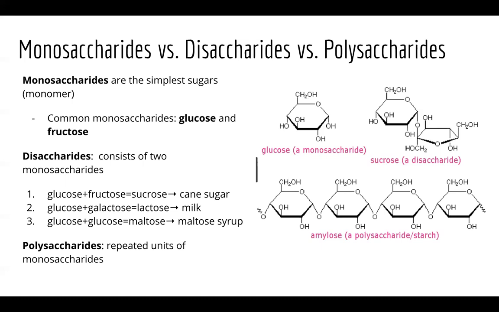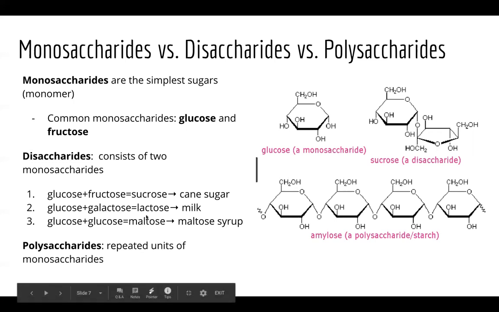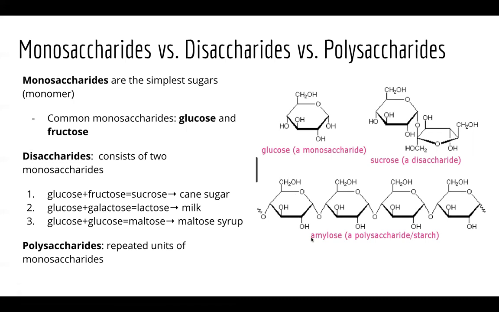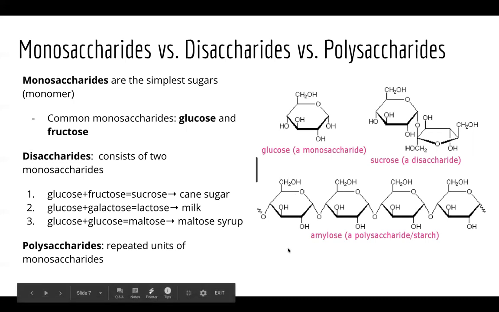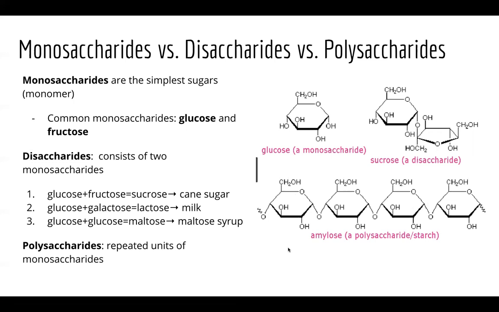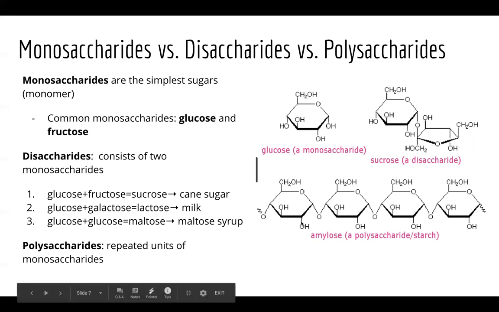And when we combine a glucose with a glucose, we form something called maltose. Maltose syrups are the best. They taste so good. And the last thing I'm going to introduce is a polysaccharide, and polysaccharides are basically just repeated units of monosaccharides. They are more than one monosaccharide connected together. And one common example is starch.